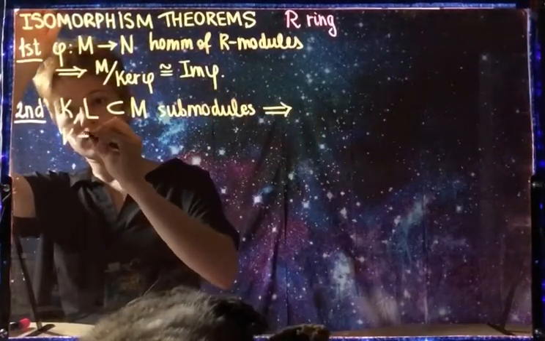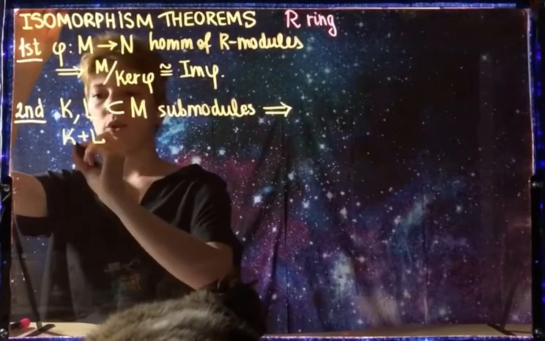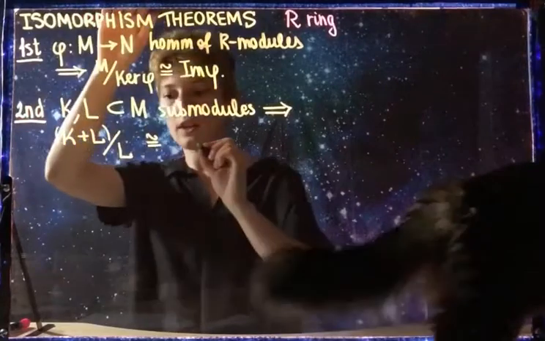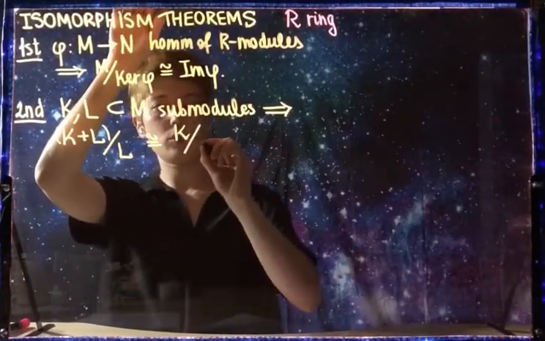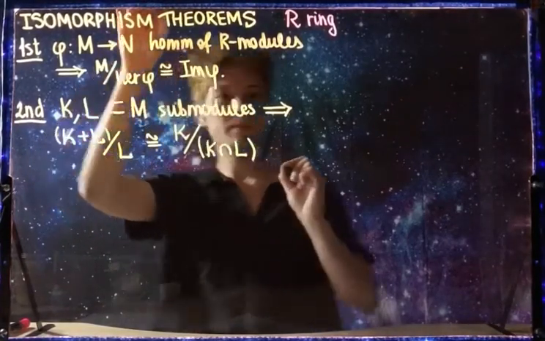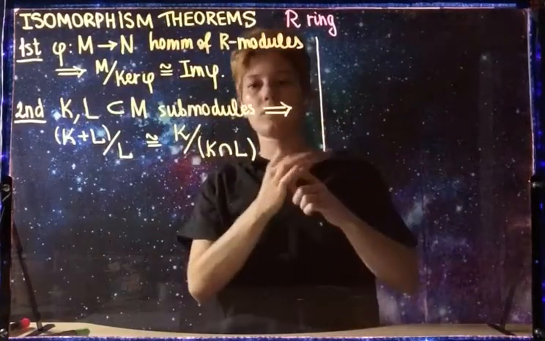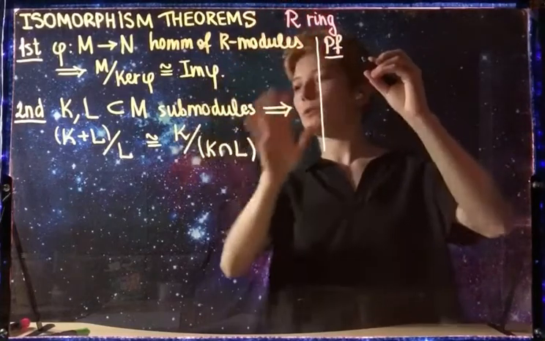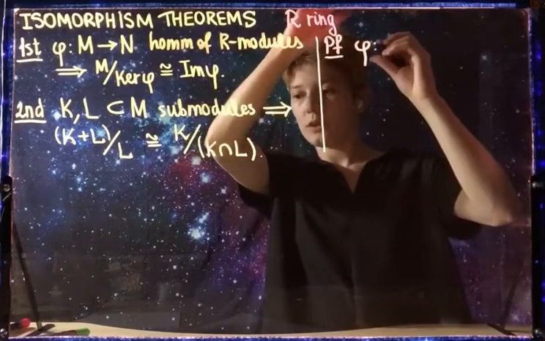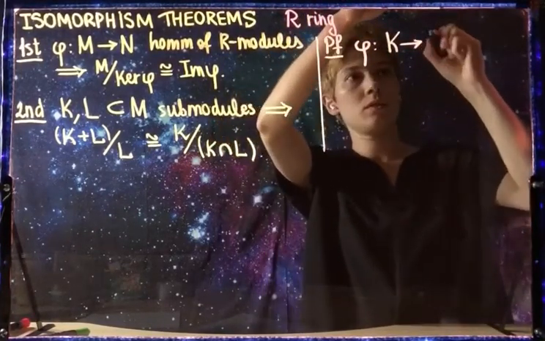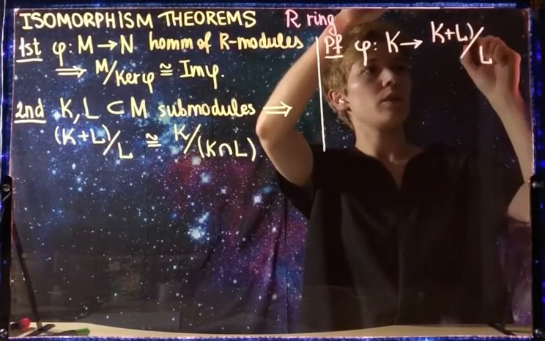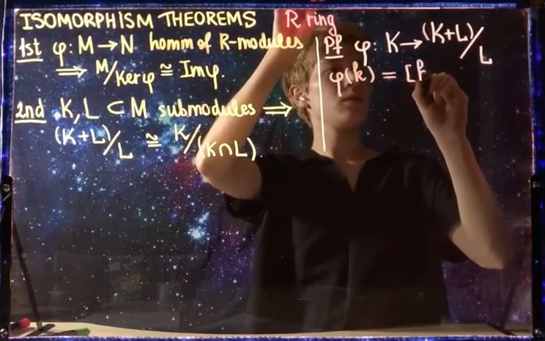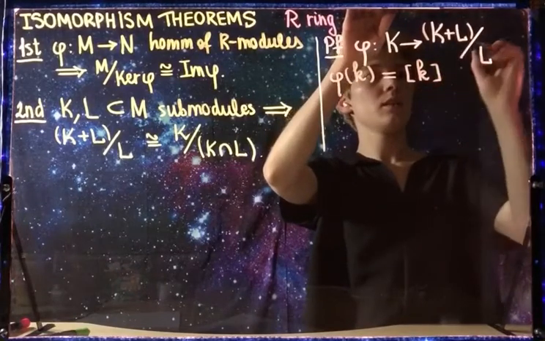then considering the submodule K plus L, the submodule generated by K and L inside M, and quotienting it out by L, will give us a result isomorphic to the quotient of K by the intersection of K and L. Just as we showed for rings and ideals, we prove it by first considering a homomorphism phi from K to K plus L mod L, where we send an element k of K to its representative, k modulo L.